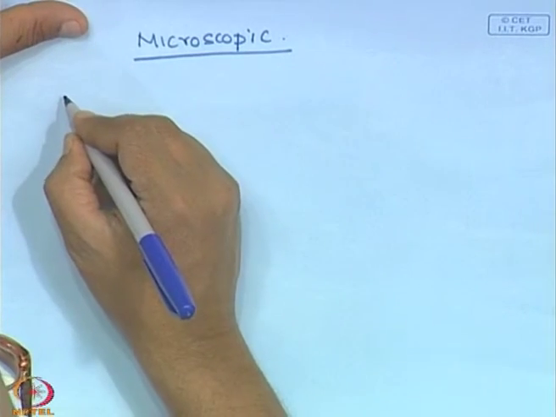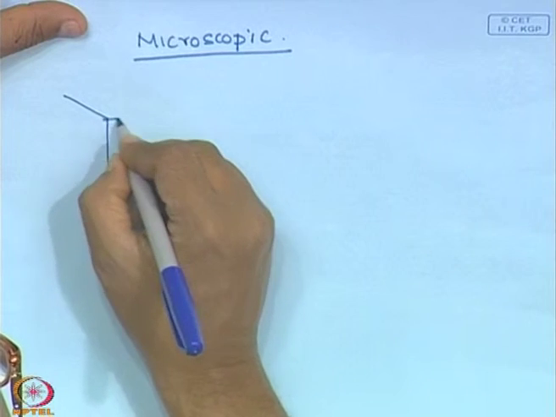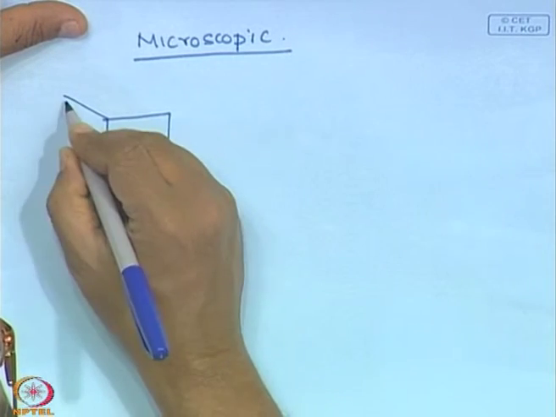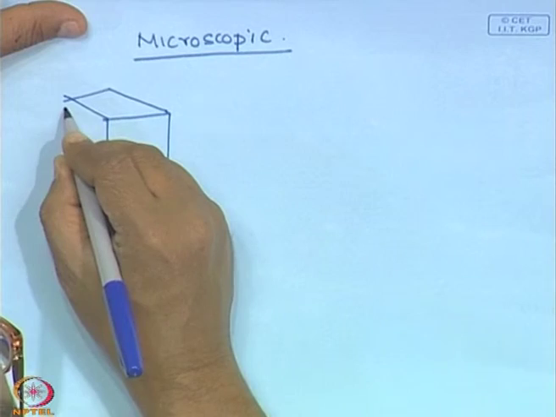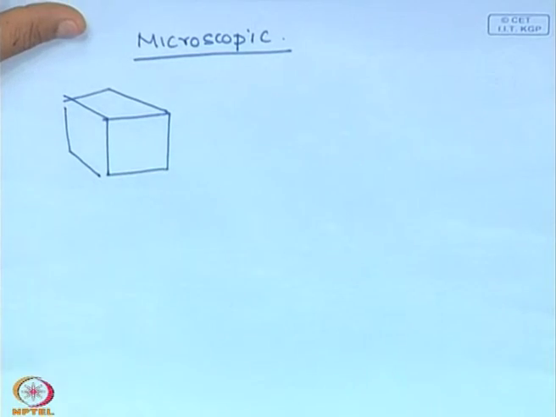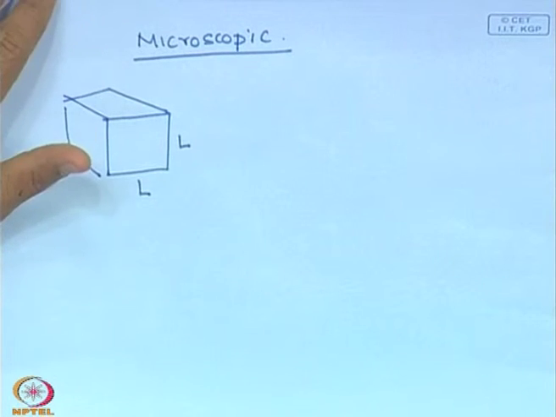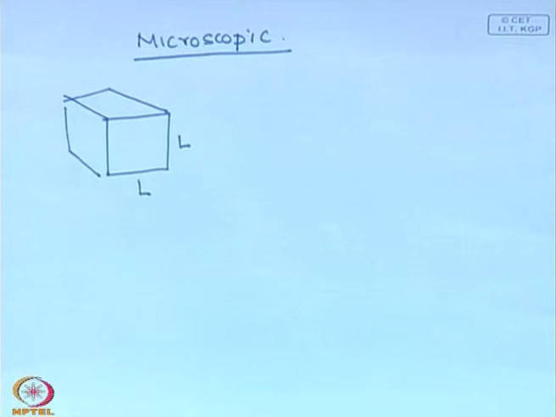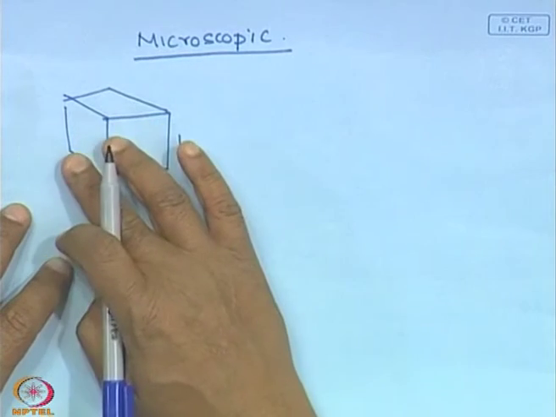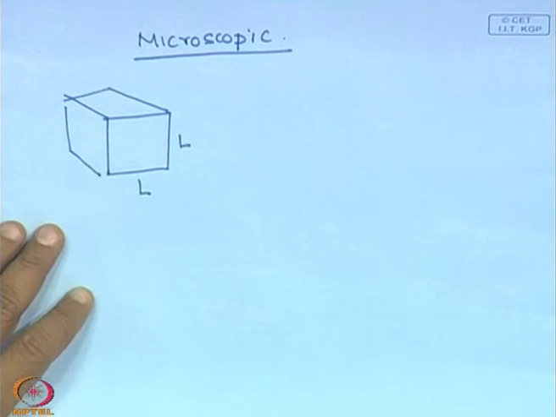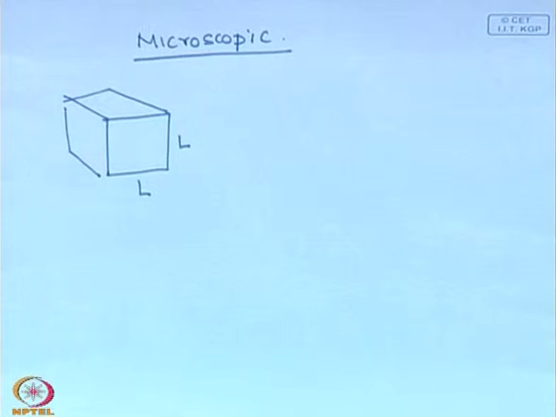So, let us start off by considering a volume, a cube like this of side L. All three sides are L. So, the volume is L cube, and we will assume that there are electromagnetic waves inside this cube, and we will assume periodic boundary conditions.